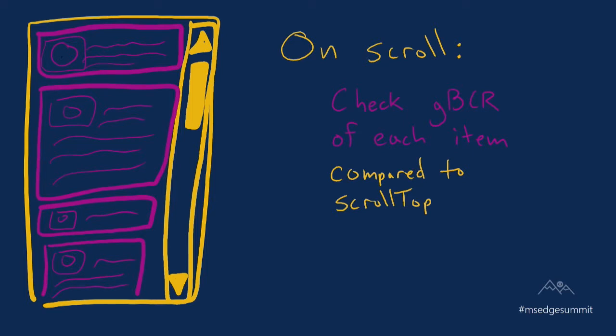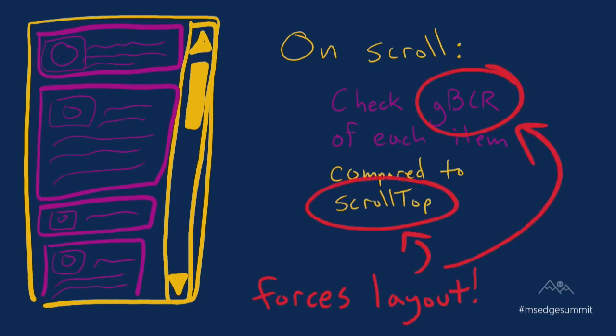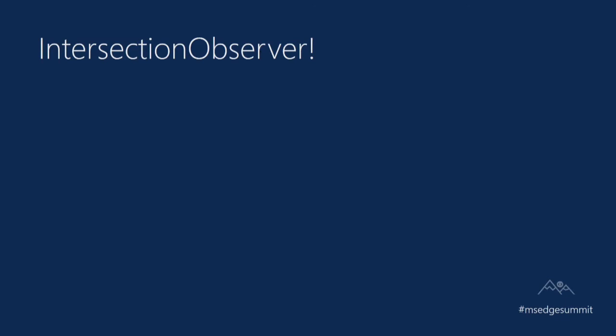And the thing is, even if you've optimized your scroll handler using all the stuff I just talked about, the problem here is that you are still forcing layout by calling these two things. So as you're scrolling, you're just forcing layout by calling getBoundingClientRect. And as it turns out, there is a new API you can use to just get rid of all of these costs. And that is Intersection Observer.